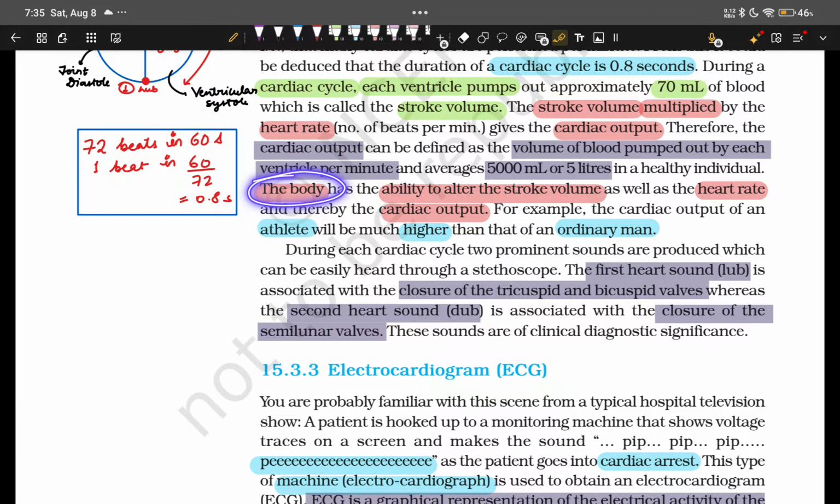And we also know that the body has the ability to alter stroke volume. It can change stroke volume and heart rate also, so it can also change cardiac output. We can see this in the case of athletes also. We can see that athletes have more cardiac output than an ordinary man, right?